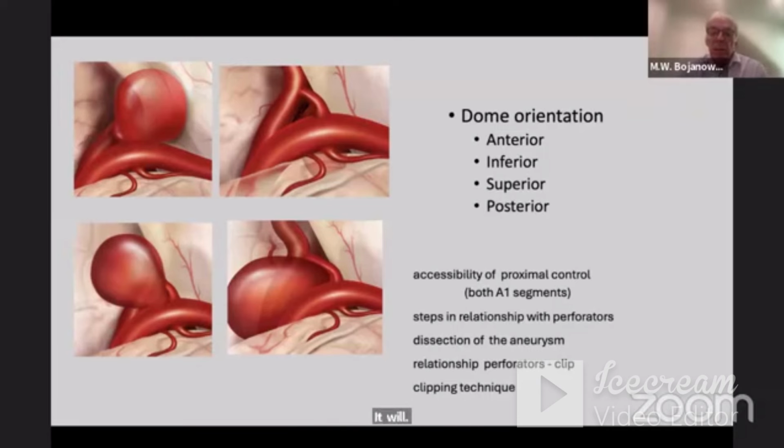It will give you the way to access the proximal control, which means both A1 segments, the steps in relationship with the perforators, how to dissect the aneurysm, and the clipping technique.